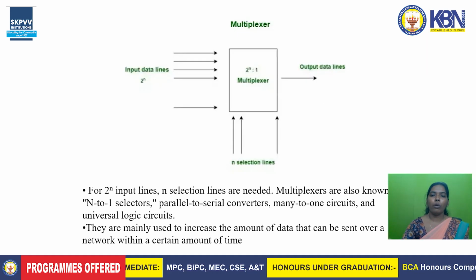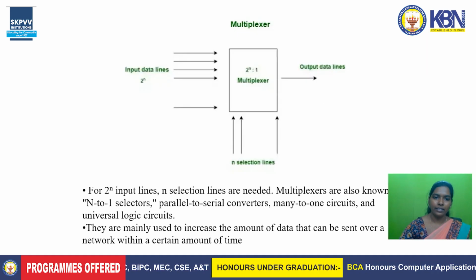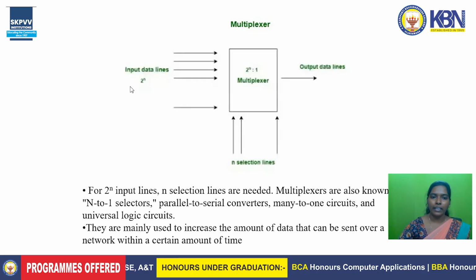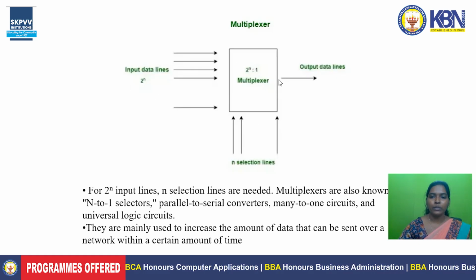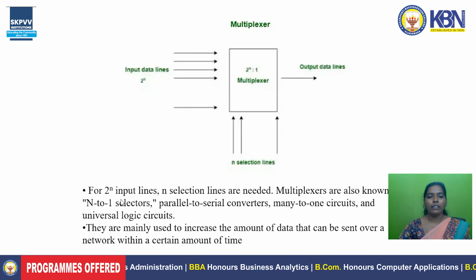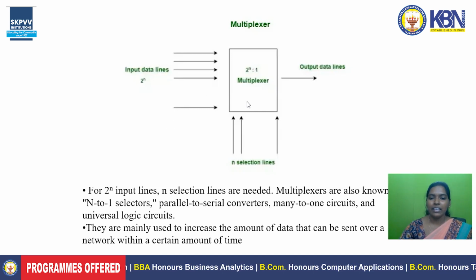This is the block diagram of a multiplexer. Here we have 2 power n input data lines. If we give 2 power n input lines to a multiplexer, it will give only the output data line that we require, with n select lines. So for 2 power n input lines and n selections, we get a single output data line. So it is also called a many to one circuit or n to 1 selector, etc.